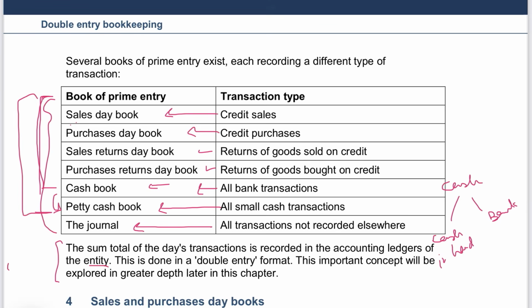So the sum total of the day's transactions is recorded in the accounting ledgers of the entity. Entity means company or business. This is done in a double entry format. This important concept will be explored in greater depth later in this chapter. What I said before, we will understand this concept later, but in this video I am also going to cover the double entry, and then we are going to end this video, part 2 of this chapter.